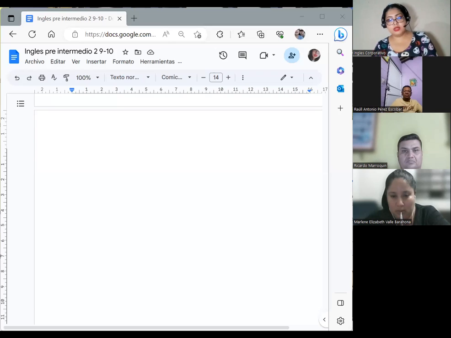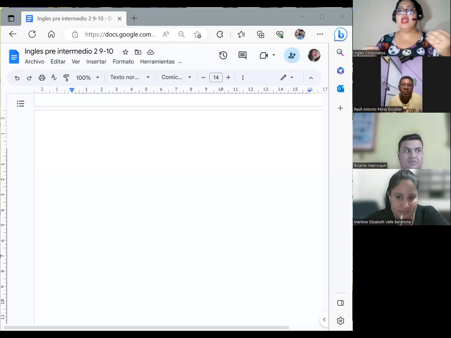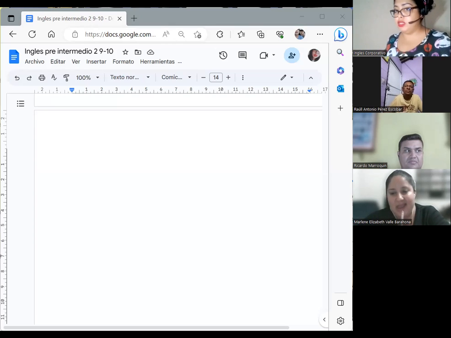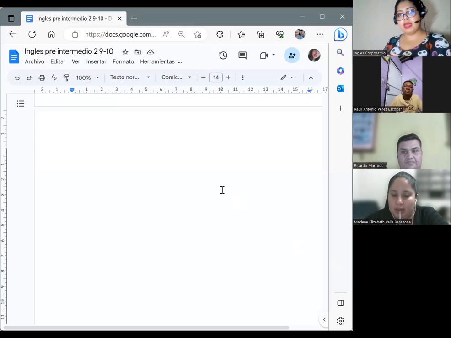en el cual nosotros estábamos poniendo cuatro ejemplos en los cuales utilizábamos los elementos para cada uno de los tiempos. ¿Qué elementos utilizamos? Para el simple present, el present continuous, present perfect continuous. We are going to do the same thing, but with past. And we are going to make like the contrast of the information.